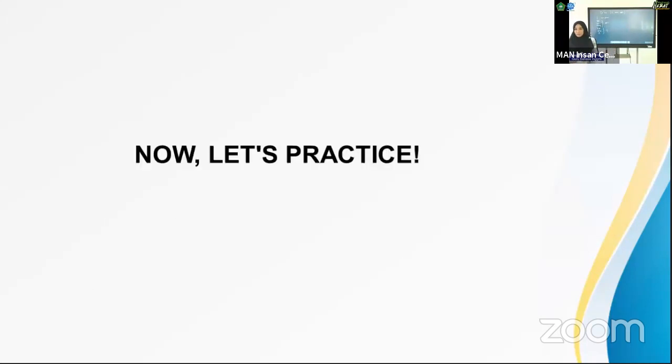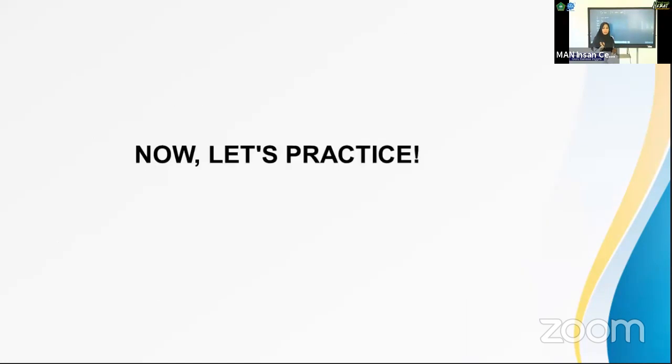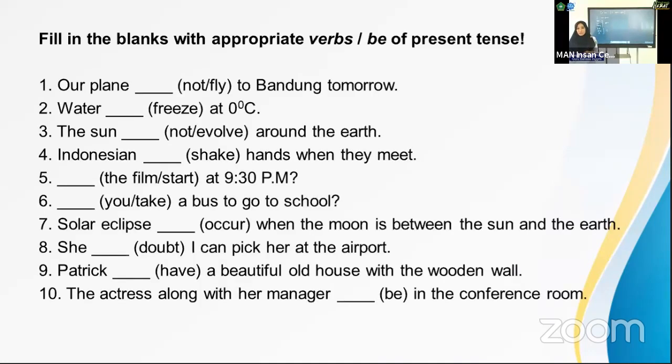Okay, now let's practice. Please prepare your notes because we are going to practice the simple present tense. But before that, are there any questions?